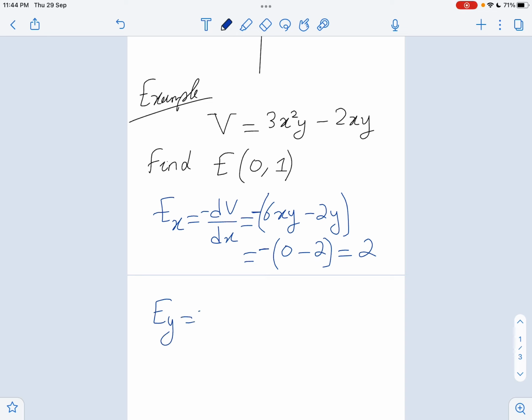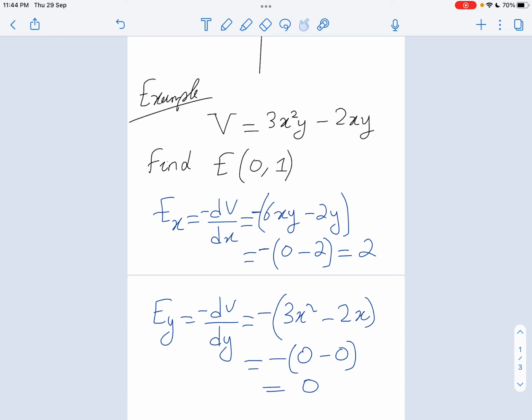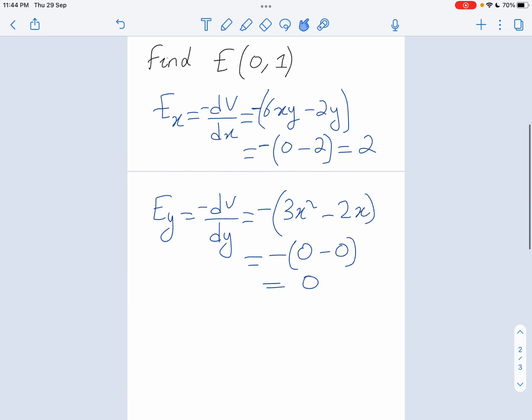EY is minus dV by dy, so differentiate with respect to y. The derivative of the first term with respect to y will be 3x squared. And what's the derivative of this one with respect to y? It will be minus 2x. You put for x 0, because x is 0, you will get 0 and 0, so the answer will be 0.